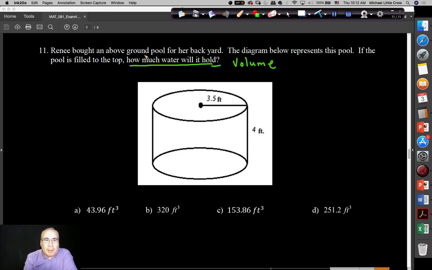Renee bought an above ground pool for her backyard. So it's 4 feet tall, it's got a 3.5 foot radius. So that makes it 7 feet across. Not a huge pool, but hey, it works. For kids, that's probably good. You don't want it too much more than 4 feet. But what kind of a shape is this? This is called a cylinder.